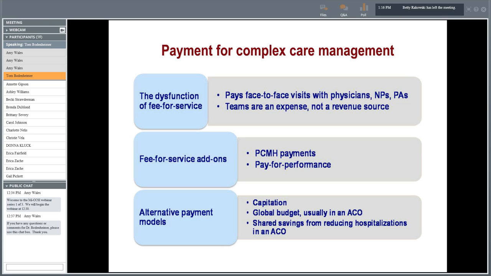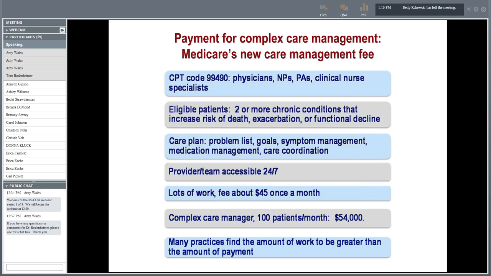And of course, a lot of us are hoping for alternative payment models, whether it be risk-adjusted capitation, the global budget, or shared savings from reducing hospitalizations in an ACO. That would be helpful for paying for a complex care management team. And of course, there's Medicare's new care management fee.